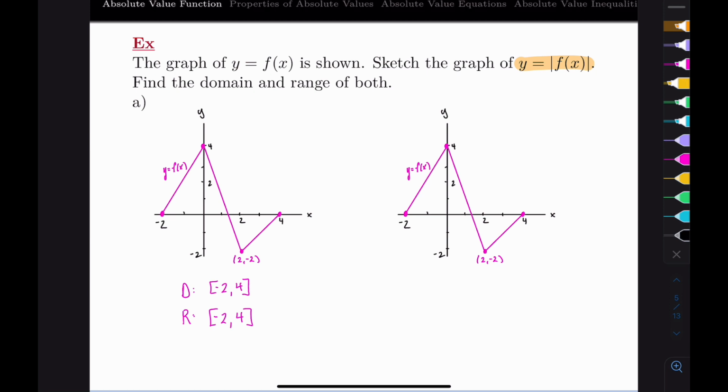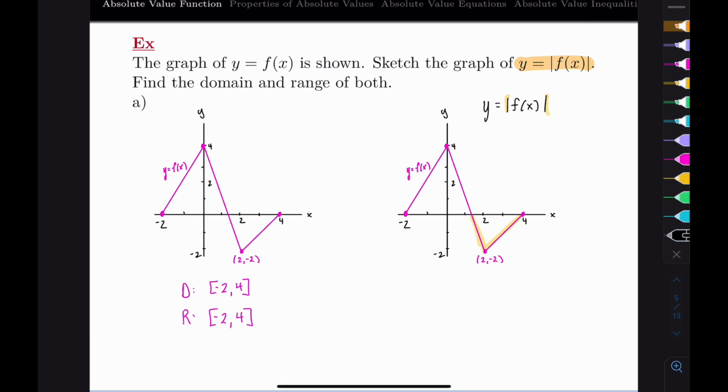What ends up happening for the absolute value of this function, think about how it's always going to give us something that is greater than or equal to 0, because the absolute value will never produce something negative. The minimum value it has is 0. So all of these y values that we have right here are currently negative.